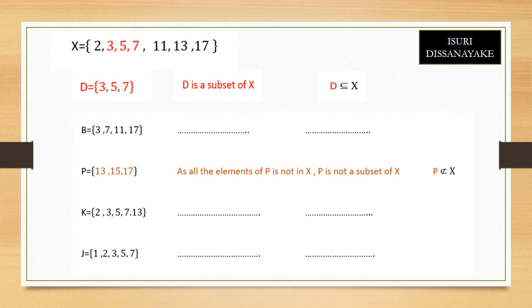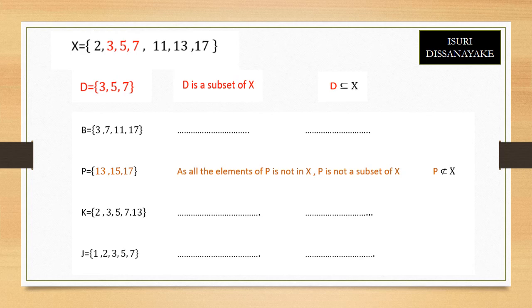So there are further examples. You can try and see. There is a set called B, which has 3, 7, 11 and 17. You can see that all the elements in set B are there in set X. So I will call that set B is also a subset of set X.